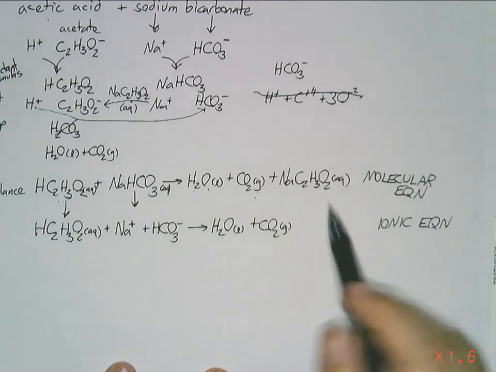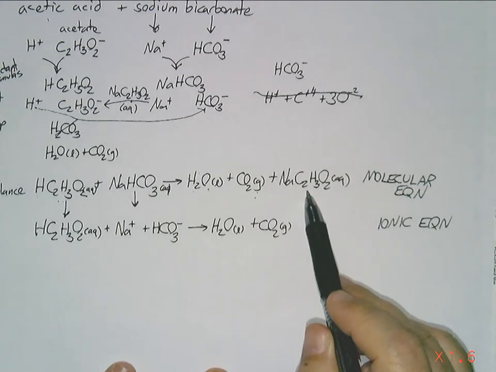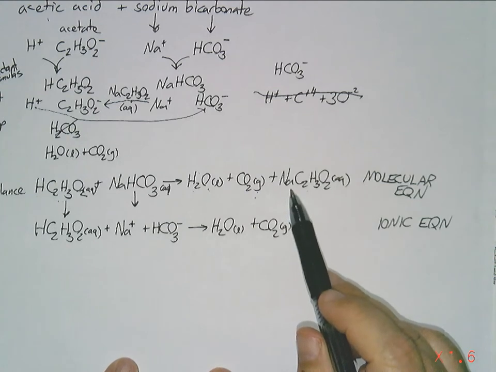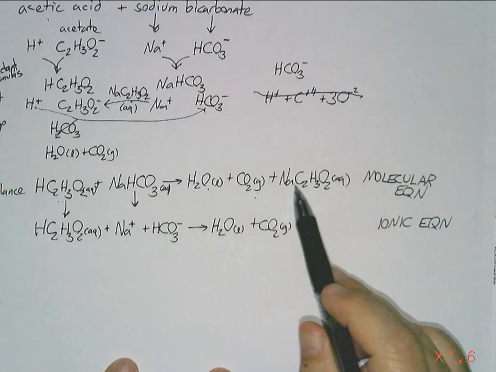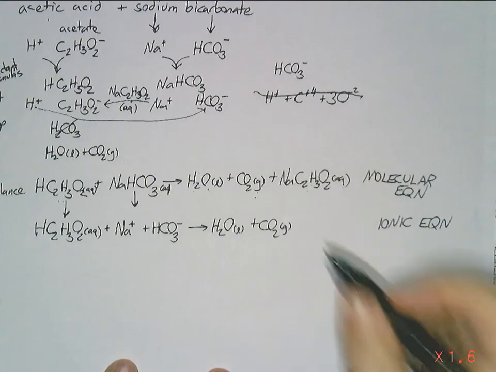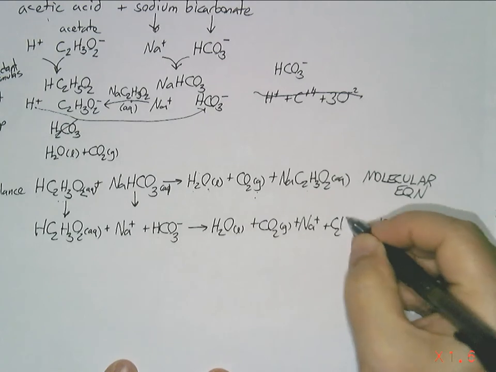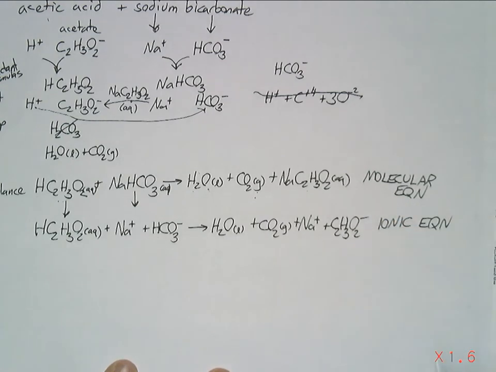How about this one? Can I break this one up? If you said yes, you're right, because you have an ionic compound, metal and nonmetal, and it's soluble. So you can break that one up. So there's your ionic equation.